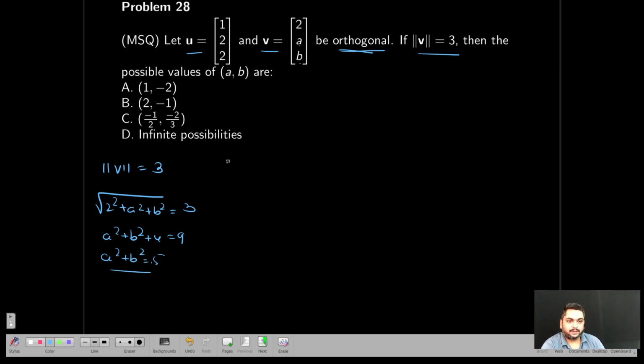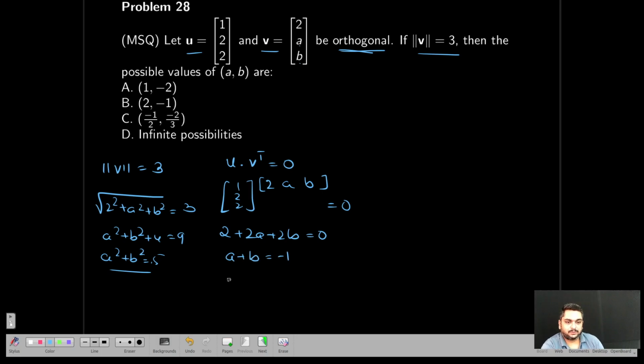Then they are orthogonal, means what? u times v transpose is equal to 0. Now, what is u? 1, 2, 2. v transpose equal to 0. So this is nothing but 2 plus 2a plus 2b is equal to 0. So a plus b equal to minus 1, or I can write b is equal to minus of a plus 1.